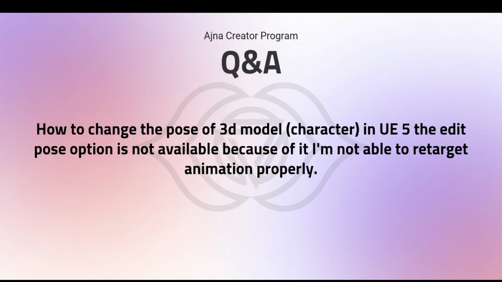How to change the pose of a 3D model in the bracket character in Unreal Engine 5. The edit pose option is not available. Because of it, I am not able to retarget animation properly.